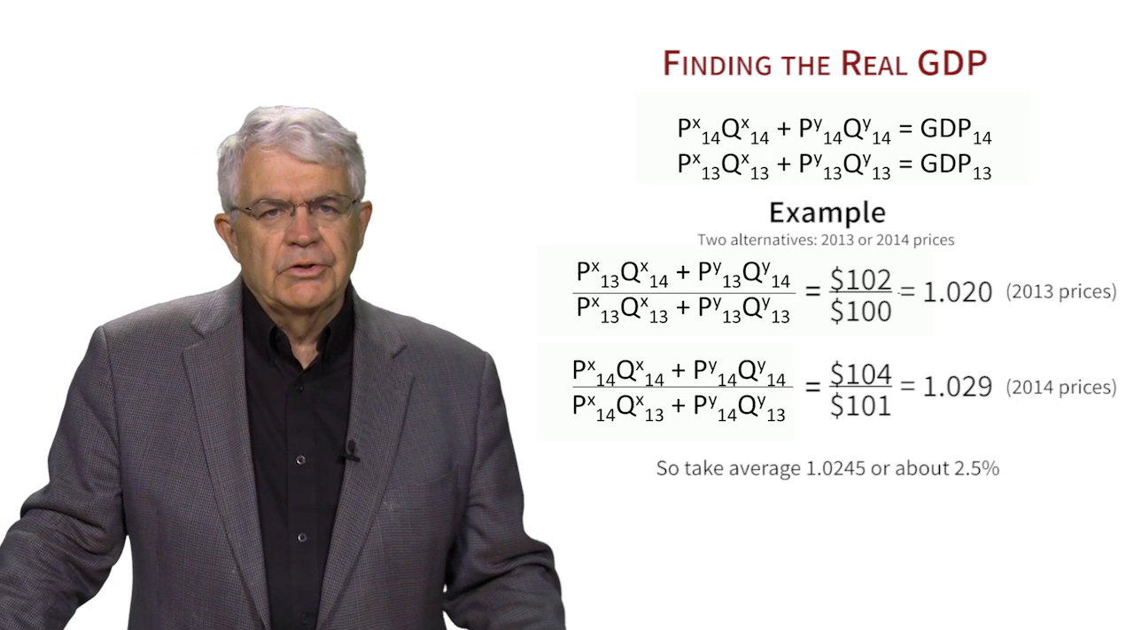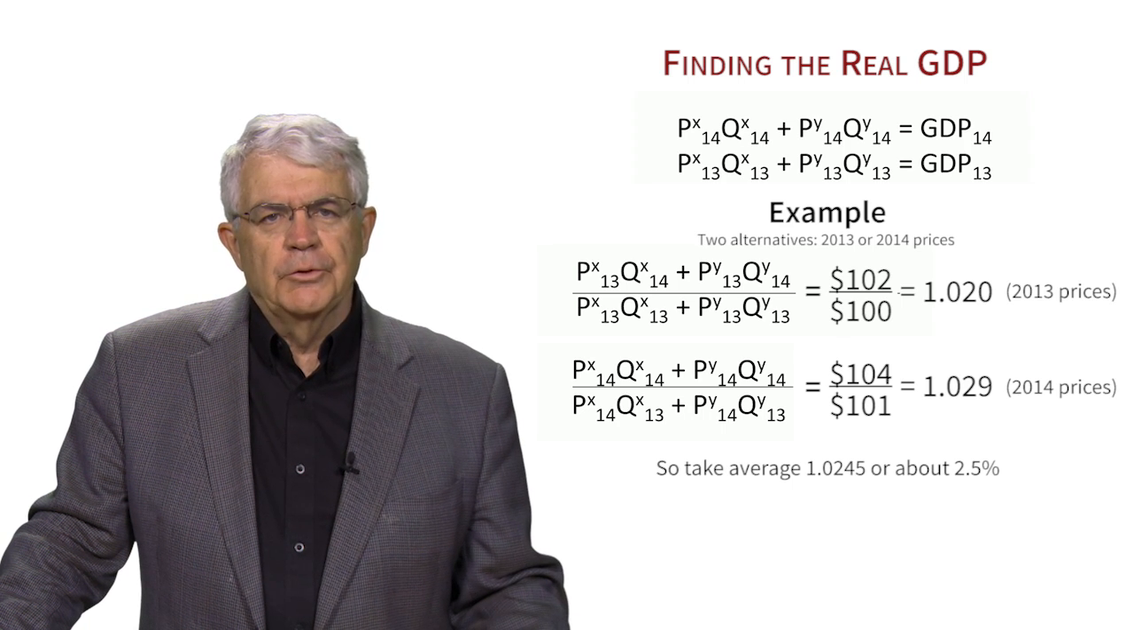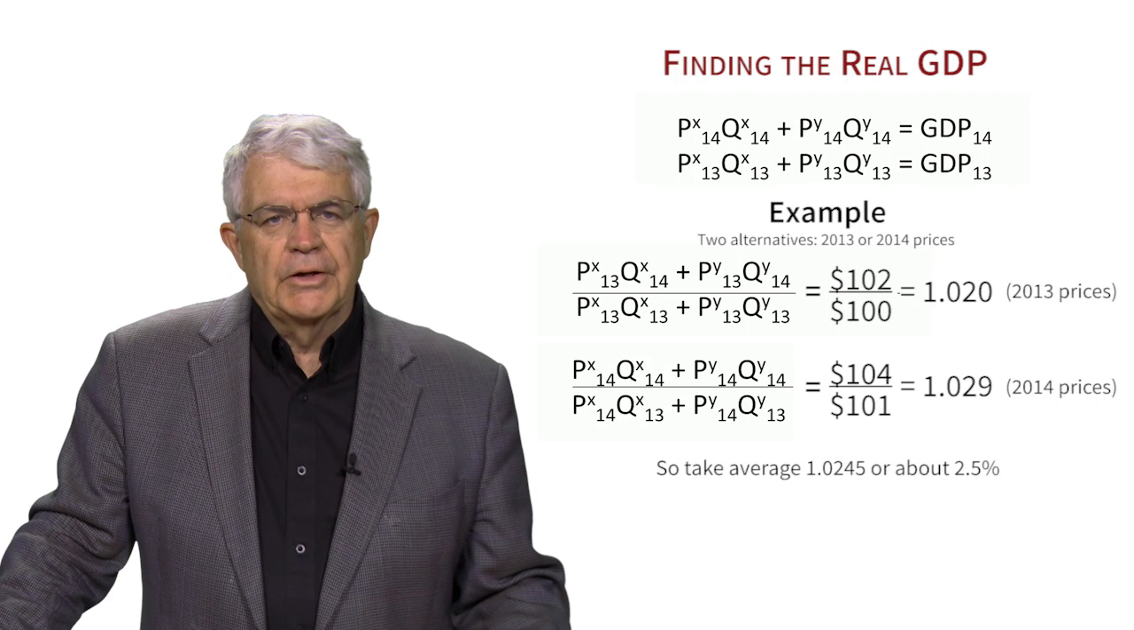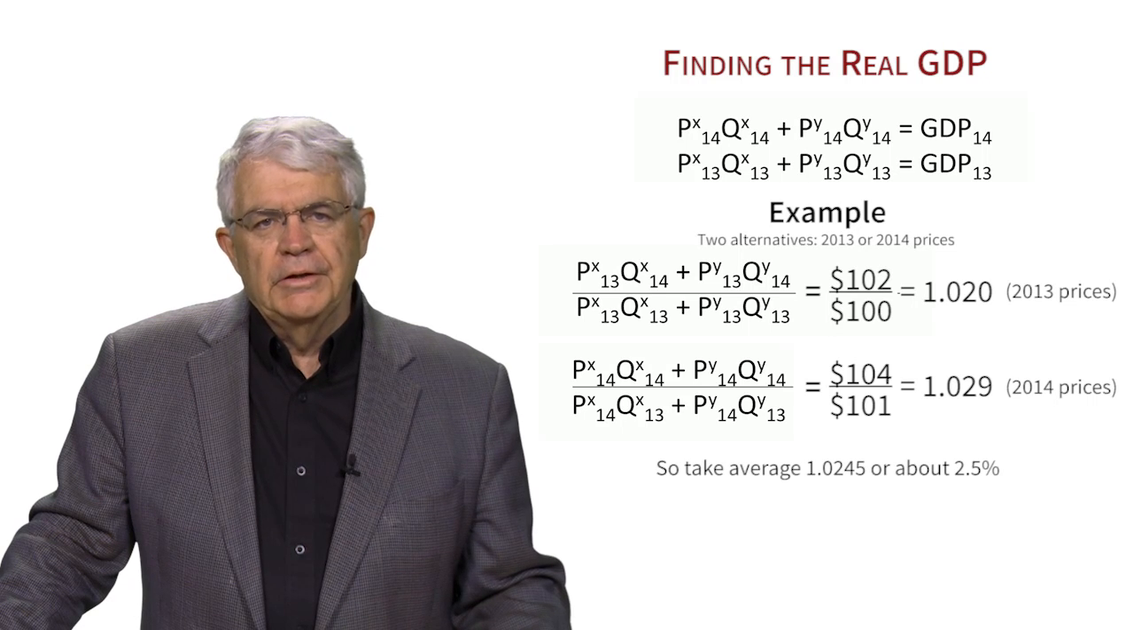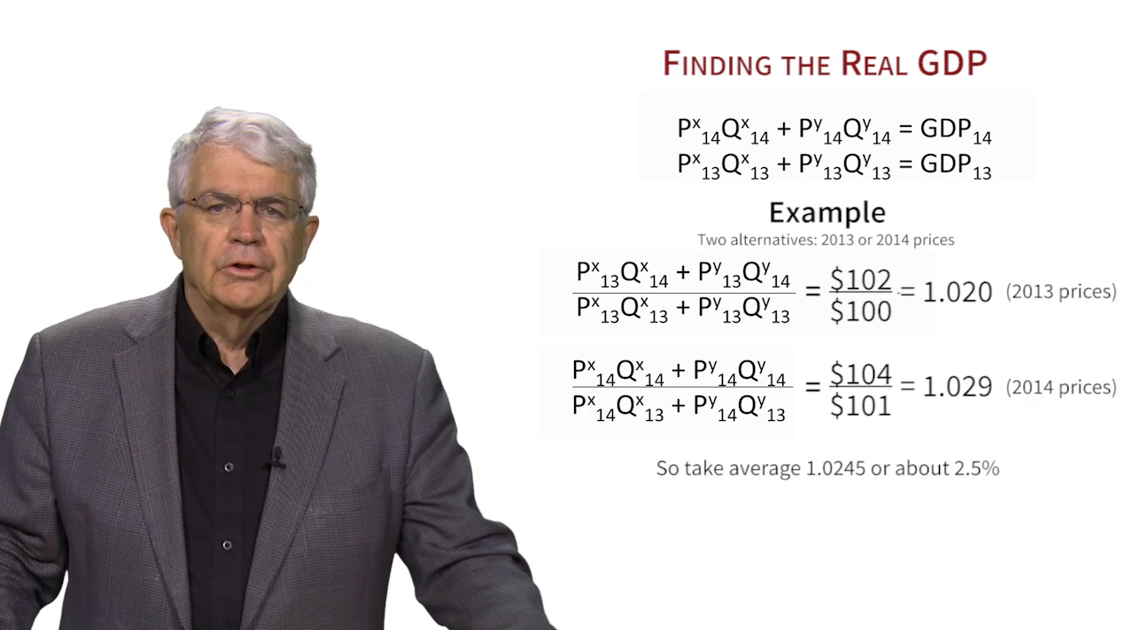So the first equation just takes the market value of the two goods produced in the economy in 2014. And so that would be the price of good X in 2014, P super X of 14, times the quantity of X produced in 2014, Q super X of 14. And then we add in the market value of good Y, which is P super Y times Q super Y for 2014. And that gives a measure of GDP, regular old GDP for the year 2014.